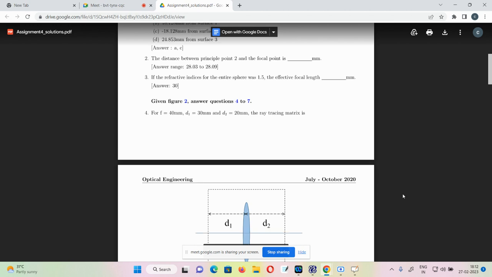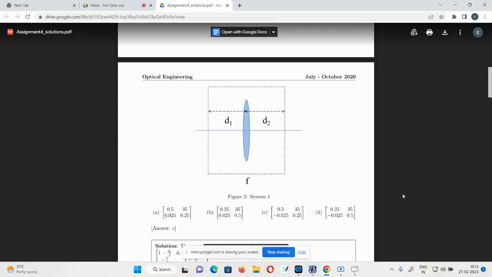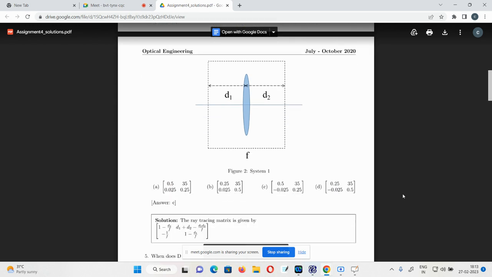This one. Yes, sir. Okay, what was the issue? This equation was the issue.